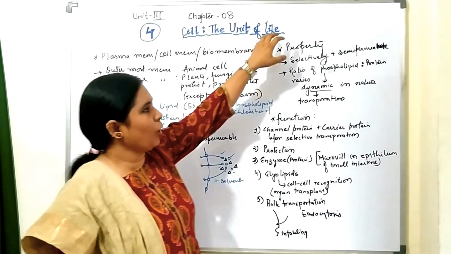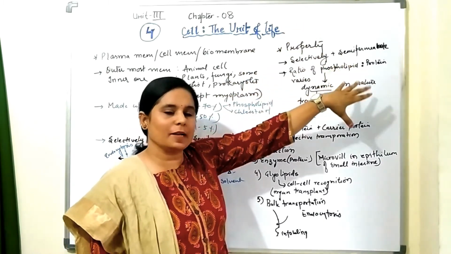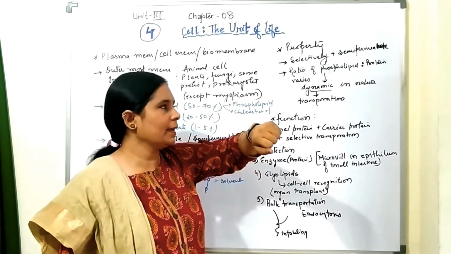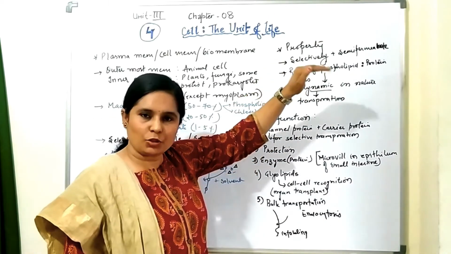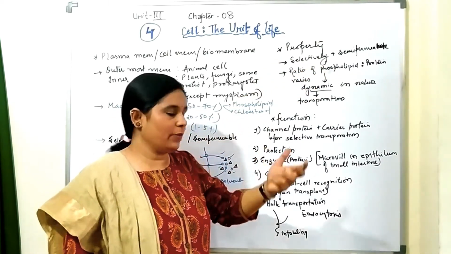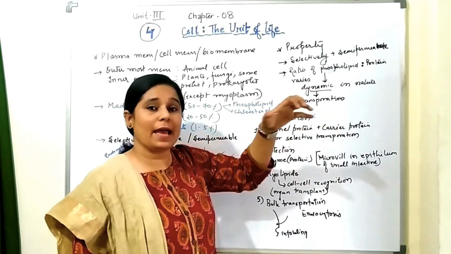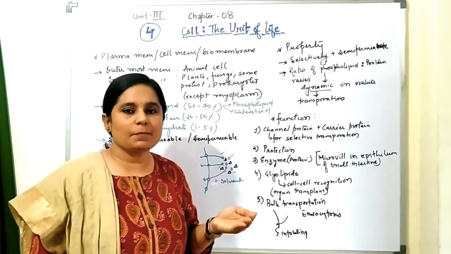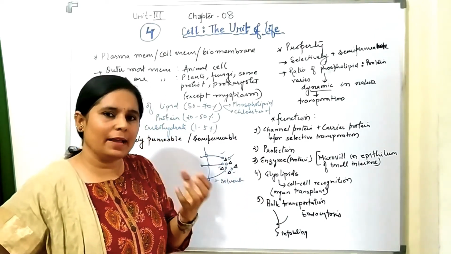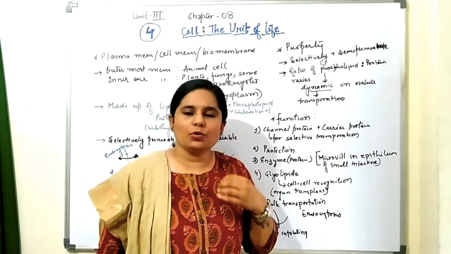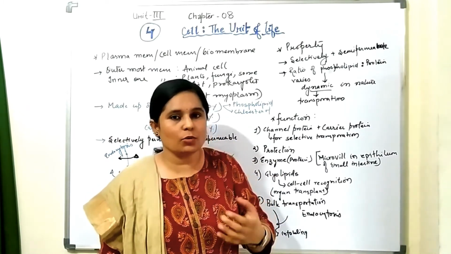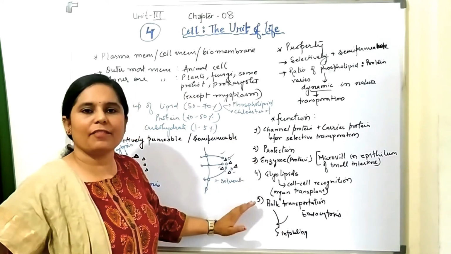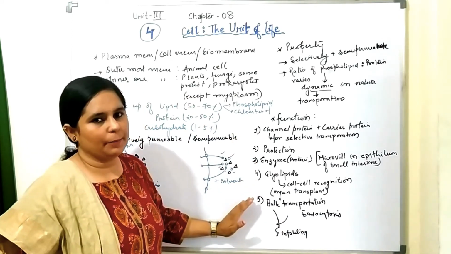Then the property, if we talk about the property of plasma membrane, is selectively permeable and semi-permeable, that I have already told you. The ratio varies. Because the ratio varies, it is dynamic in nature, and because of this nature, it is very easy for the membrane to transport the substances, whether with the help of carrier molecule, channel molecule or the bulk transport. And these are the important 5 functions of the plasma membrane.